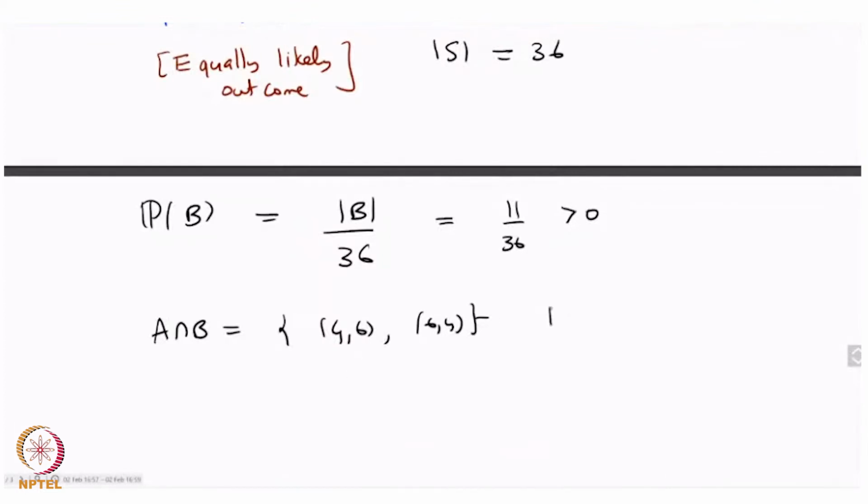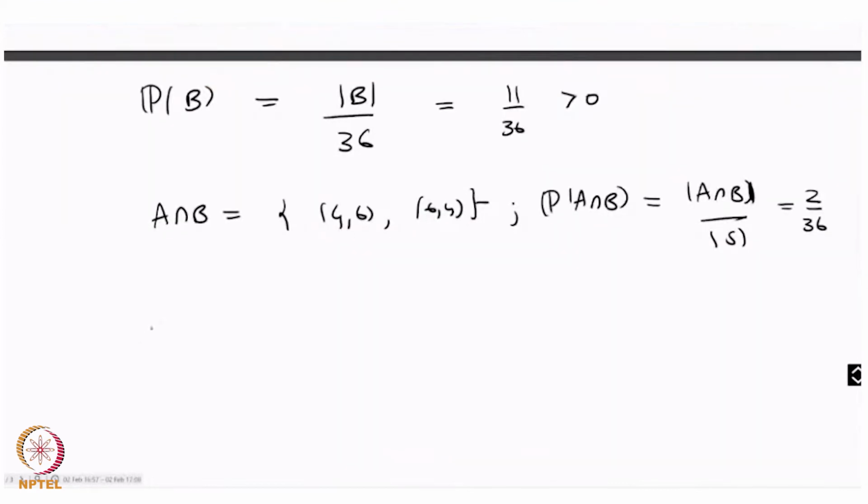Therefore, the probability of A and B is the same as the size of A and B divided by the size of S. The size of A and B is just 2, and the size of S is 36. So it's 2 by 36. Very nice.